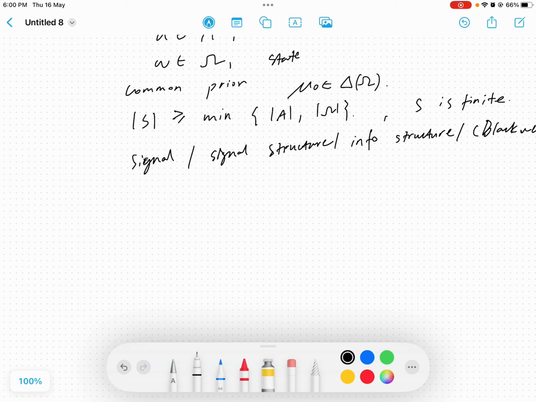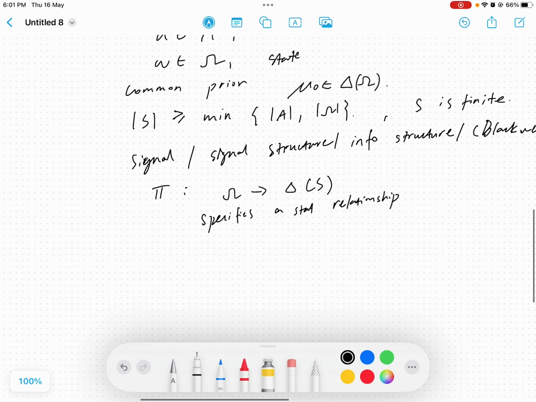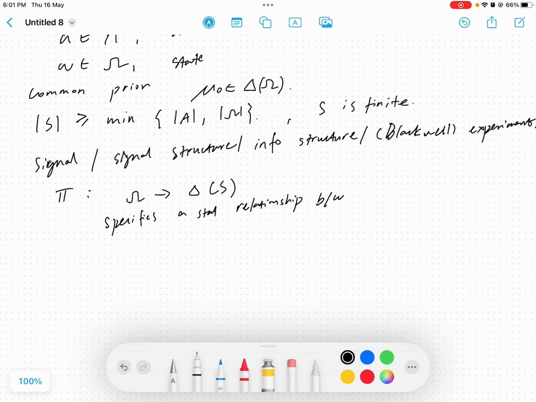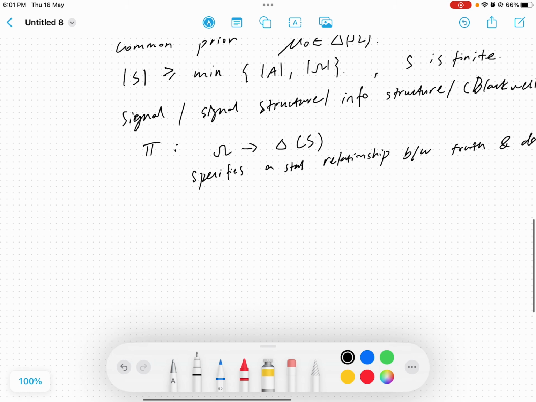So now we can formally define a signal. A signal, we use this pi in our paper. This pi is a map from the state space to the set of distributions over the signal realizations. Simply, it specifies a statistical relationship between the truth and data.